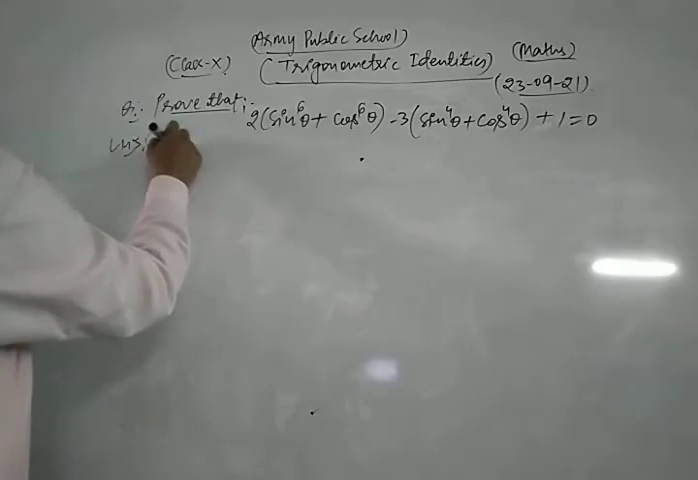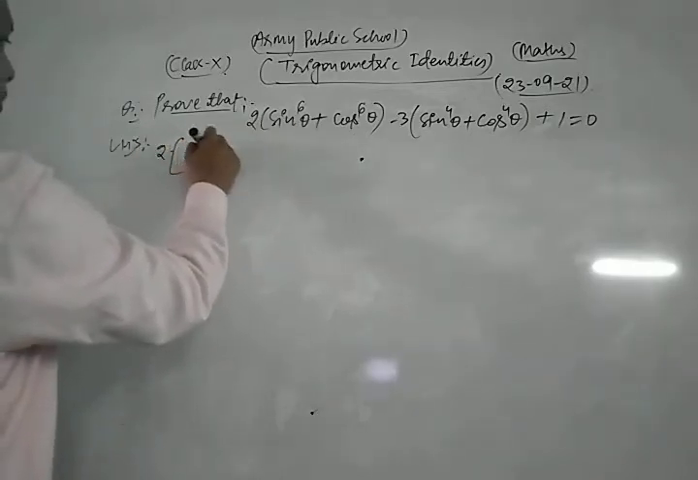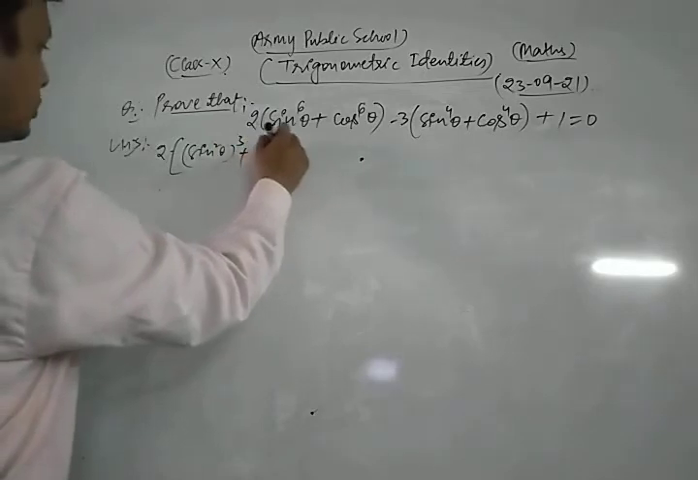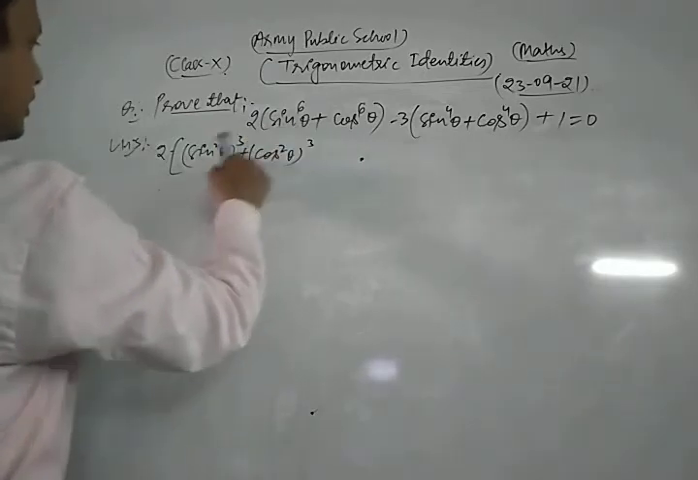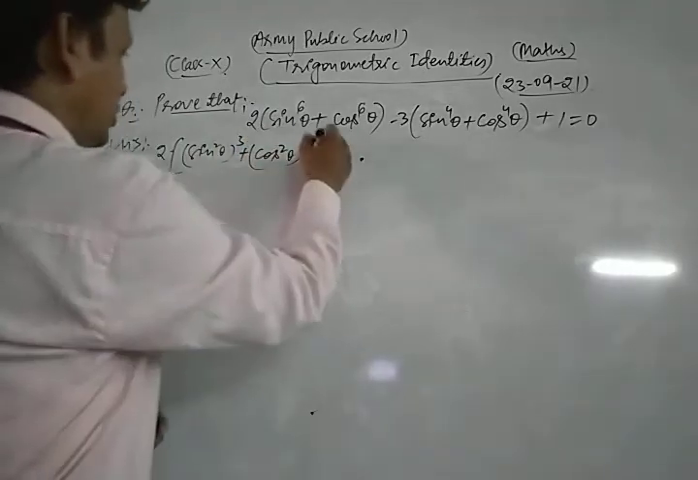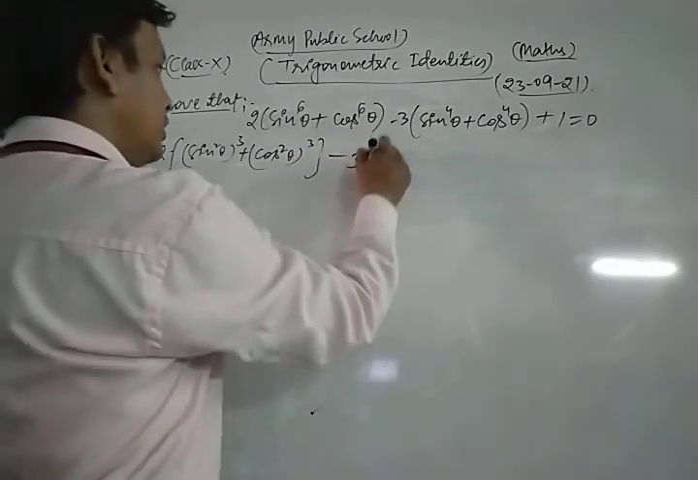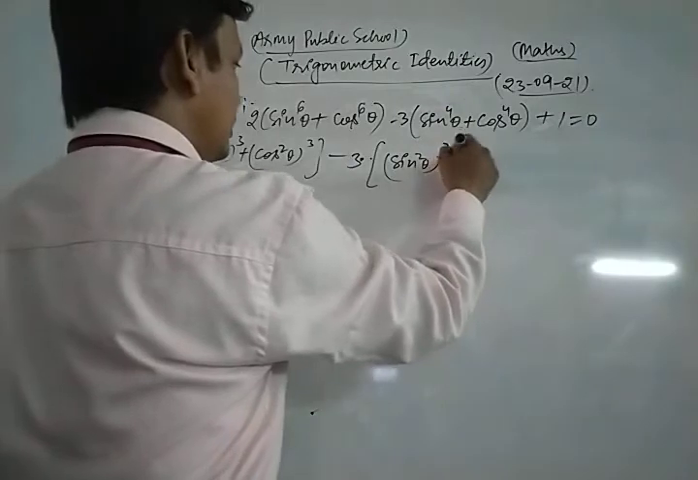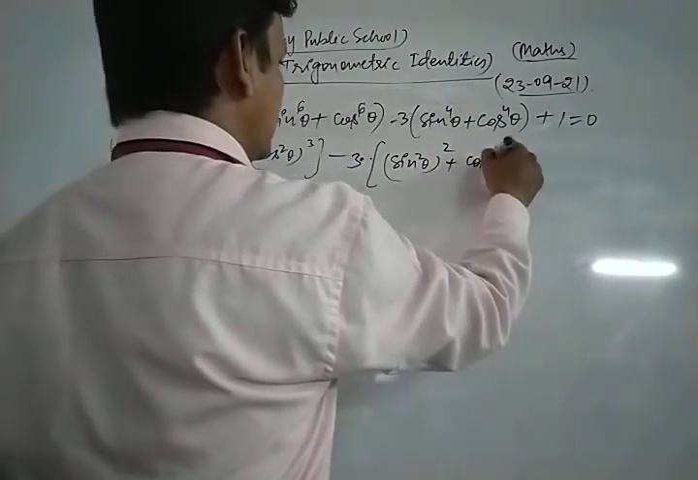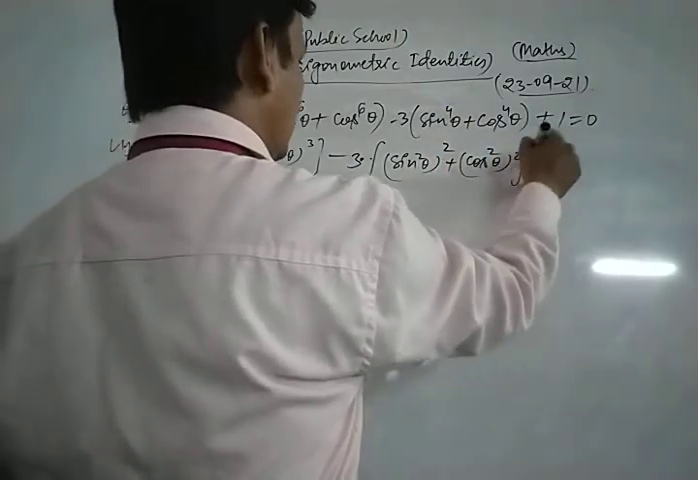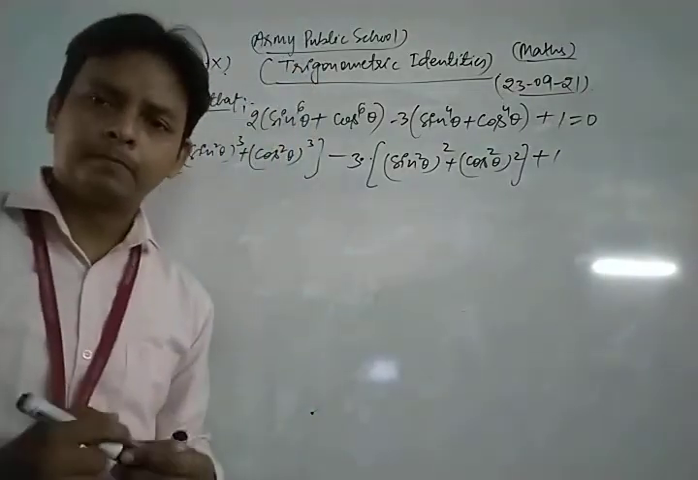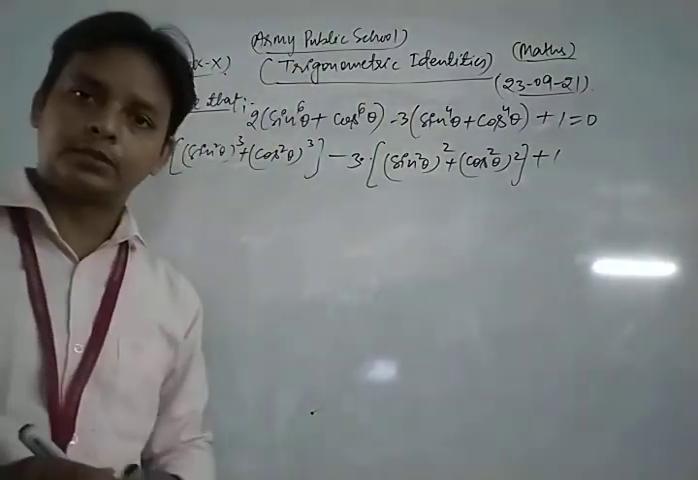So now look, we can write this in the form of sin squared theta whole cube, and here we can write cos squared theta whole cube. Same as in that portion, sin to the power 4 theta we can write as sin squared theta whole square, and here we can write cos squared theta whole square, and plus 1 is written as it is. So first of all we arrange it in the form of this.